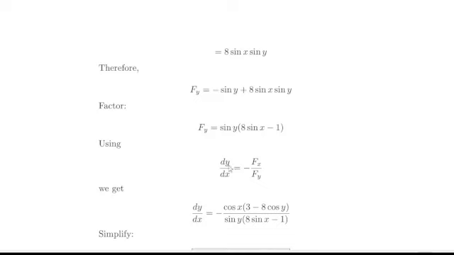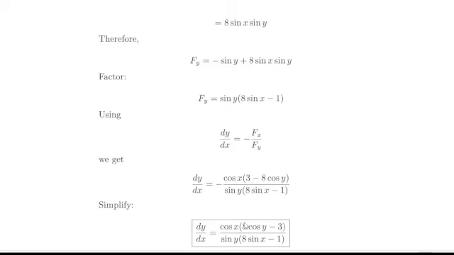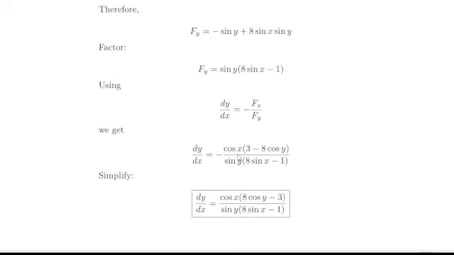So now to find dy over dx, we're just going to do negative and then cosine x times 3 minus 8 cosine y over sine y times 8 sine x minus 1. And so if you want, you can leave this as your final answer, or you can distribute the negative inside the parentheses. So the 3 turns into negative 3, and the negative 8 cosine y turns into positive 8 cosine y. And so this is another way to write the answer.